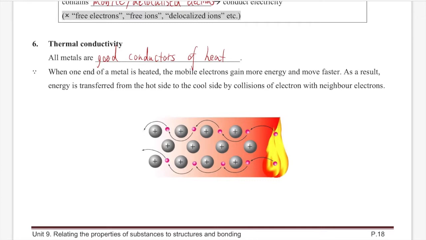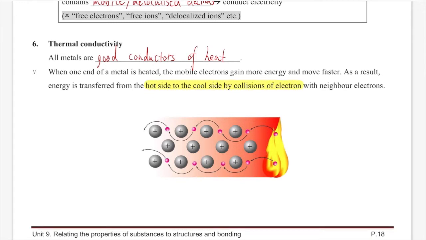And then they will pass their kinetic energy to the next electron. Now this electron has gained extra energy, so it will move faster. And then this electron would collide with the next electron and pass on the energy. Okay, so that's how metals conduct heat, by the collision of electrons from the heat source. So it's always from the hot side to the cool side by collision of electrons. Again, it's nothing to do with the metal cation. It's all about the movement of the electrons. Okay, so we can highlight that part.